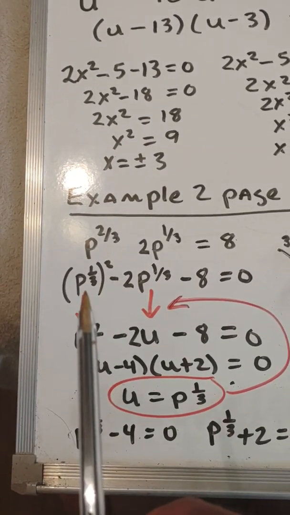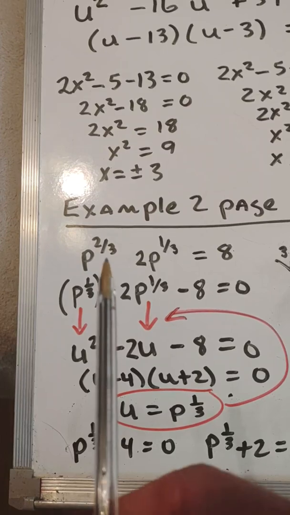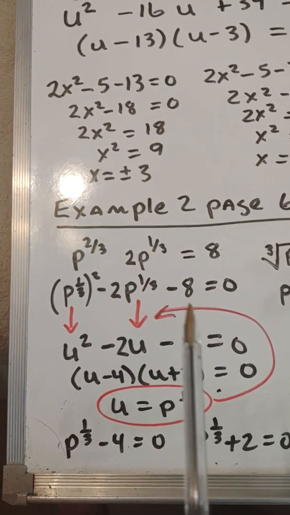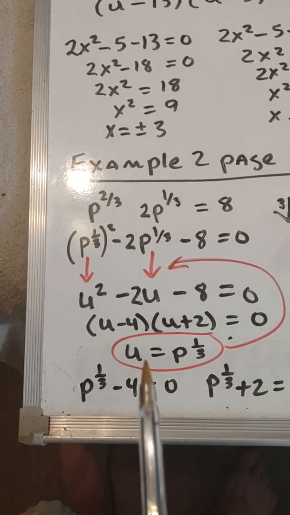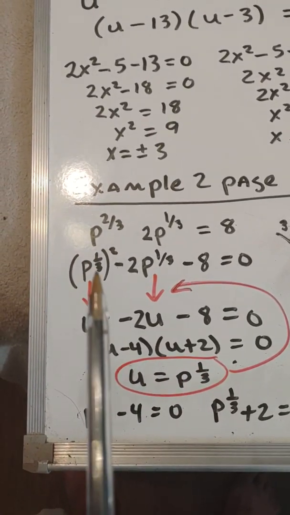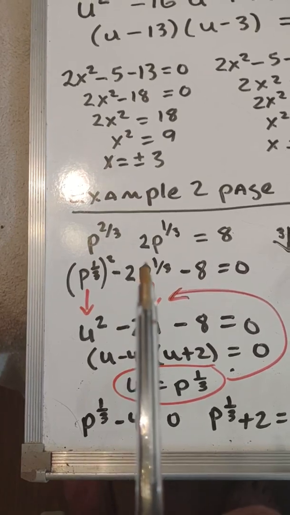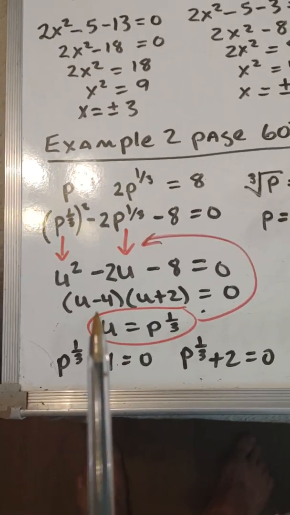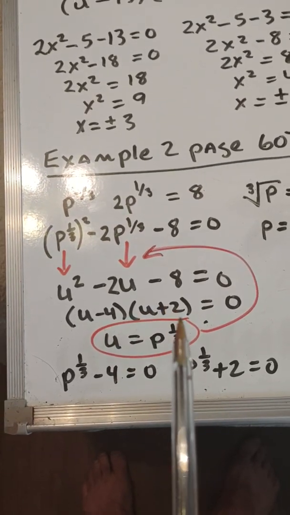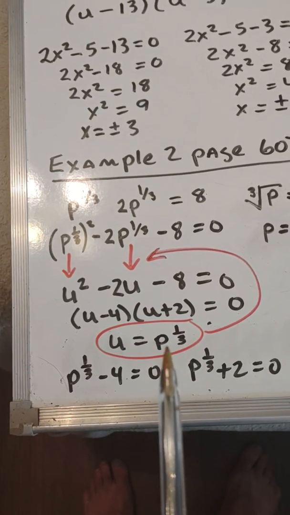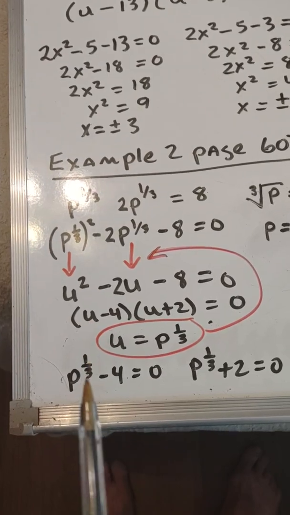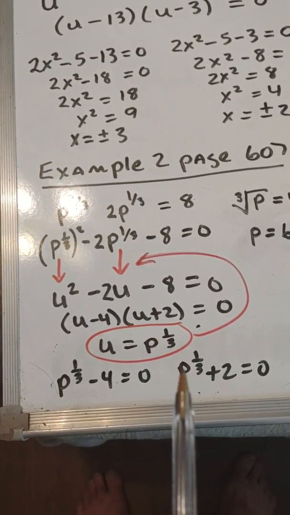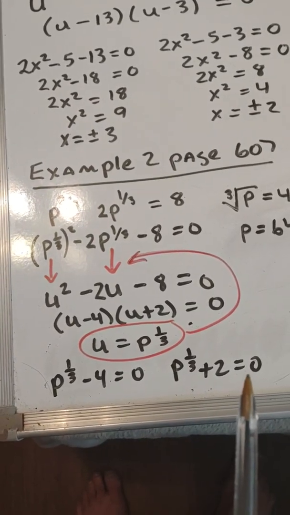So we change this to (p^(1/3))², because we just bring the 2 outside, minus 2p^(1/3) minus 8. And now we substitute u in for p^(1/3). So this now becomes u² − 2u − 8. This factors into (u − 4)(u + 2). Now we're going to take that p^(1/3) and put it back in for u. So we get p^(1/3) − 4 = 0 and p^(1/3) + 2 = 0.